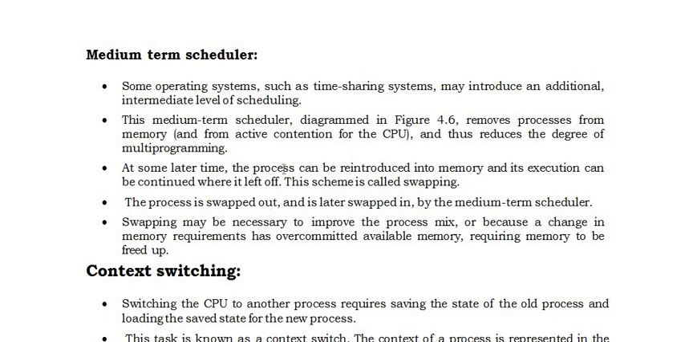So they removed it, and again they are reintroducing that process. We first removed it from memory, no? Now they are reintroducing the same process to memory, and it begins executing from where it left off. That is swapping. The process is swapped out and later swapped in by the medium term scheduler. First they swap out, next they swap in. Taking the process out of memory is swap out, and placing the process back in memory is swap in. So this concept is called the medium term scheduler. Swapping may be necessary to improve the process mix, or because a change in memory requirements has overcommitted available memory, requiring memory to be freed up. If memory is overcommitted, we use the swapping concept to free it.